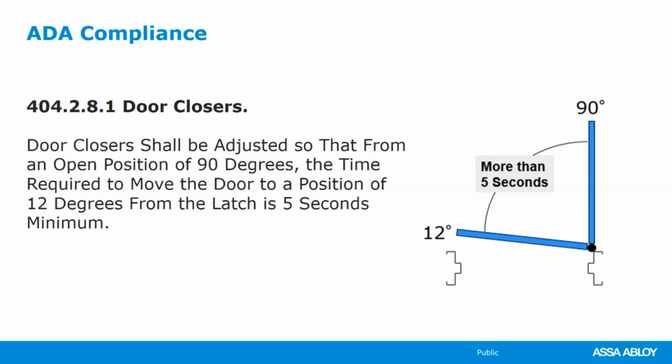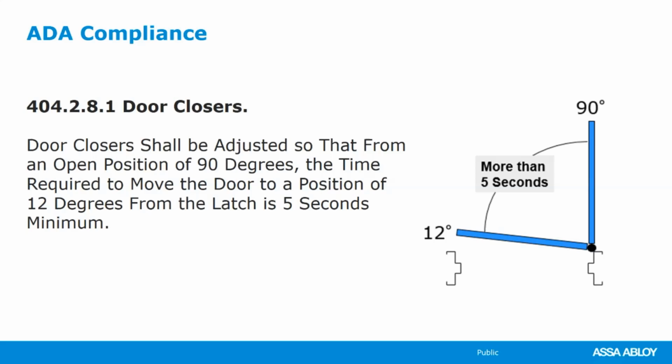So talking about ADA here, closers shall be adjusted so that from an open position of 90 degrees, the time required to move the door to a position of about 12 degrees is 5 seconds minimum. It can be longer, but it can't be less than 5 seconds from 90 degrees to about 12. And our latching speed kicks in about 10 degrees-ish. So that's our sweep range. Our sweep range has to be adjusted for about that 5 seconds.